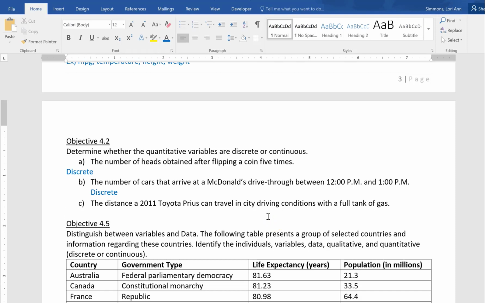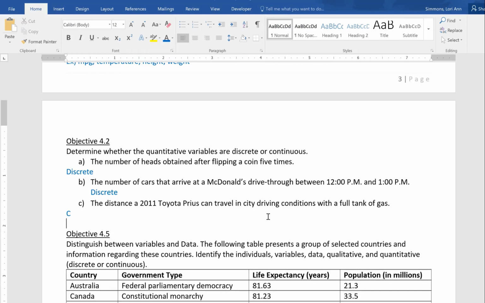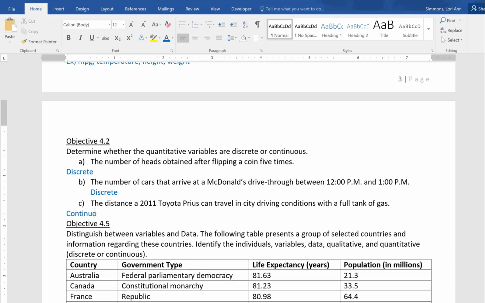You either have 1 or 2 cars and so on. The distance a 2011 Toyota Prius can travel in city driving conditions with a full tank of gas. This is going to be continuous because you could maybe go 311.4 miles. It's not that you go 1 mile or you go 2 miles. You can have something in between.